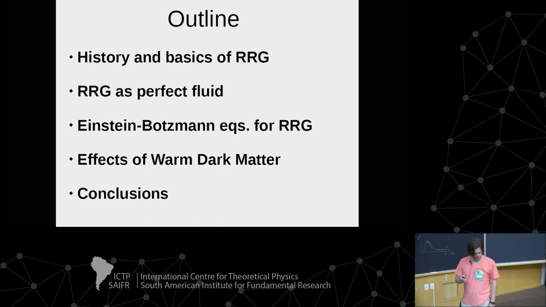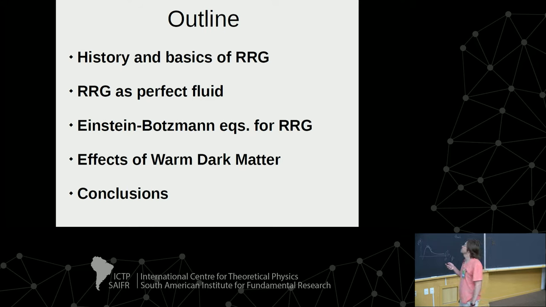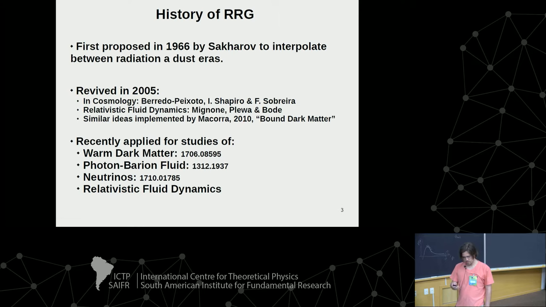All right, so this is the outline. I'll talk a bit about the history of this model and the main ideas of it. Then I'll discuss some papers that treat this RRG, reduced relativistic gas, as a perfect fluid, and some applications that were done in this context. Then this is something we developed, the Einstein-Boltzmann equations for RRG, and then discuss some effects of warm dark matter, how to describe this inside this framework, and then conclude.